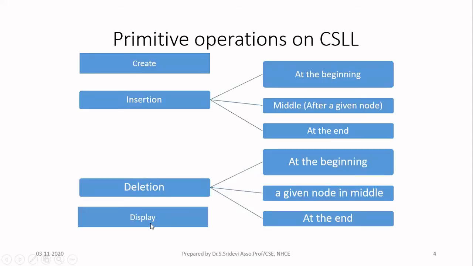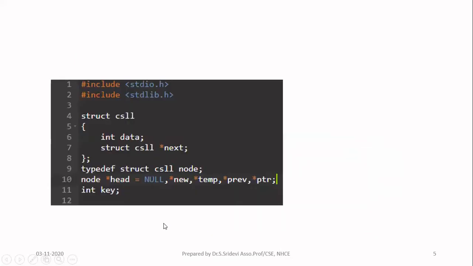Now, here we have the same primitive operations as the normal linked list. So we have create, then insertion, deletion, and then display. In insertion and deletion, we have three different cases: either at the beginning, or in the middle, or at the end. For the remaining operations, we have only one case. Now let us focus on all these operations one by one.